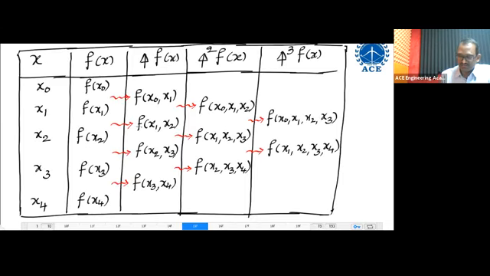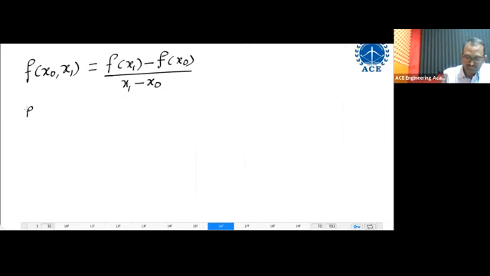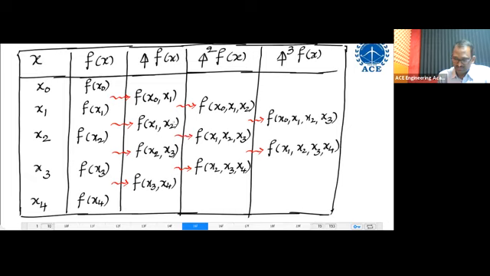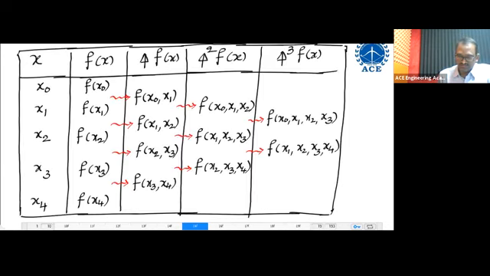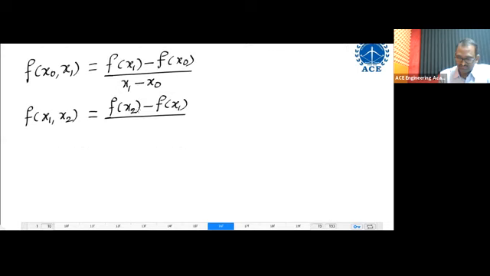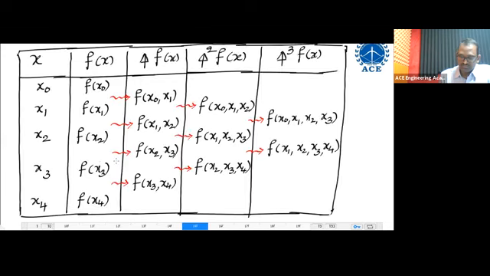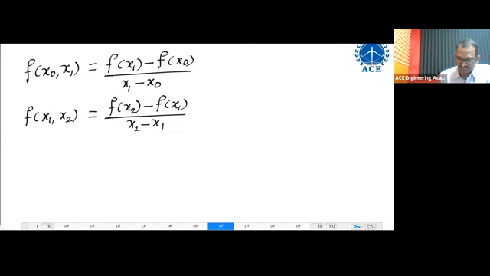Similarly, let us find this value. F of x1 comma x2 value lies between these two. So this is equal to this minus this. That is f of x2 minus f of x1 divided by x2 minus x1. Now this f of x2 comma x3, similarly.